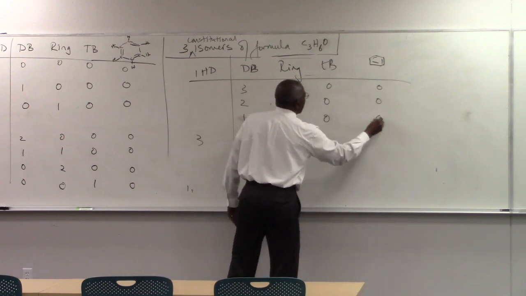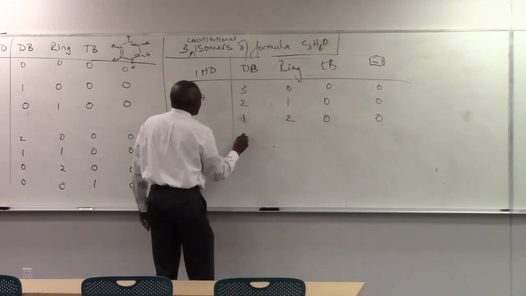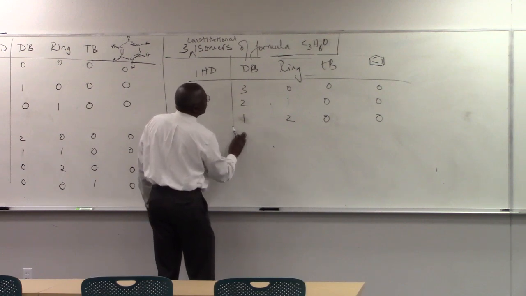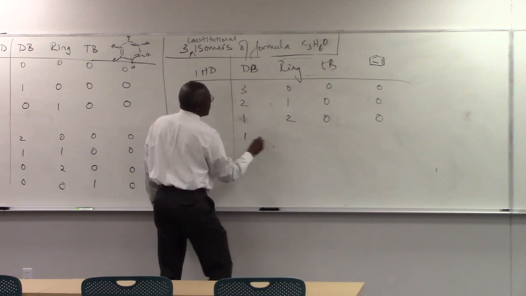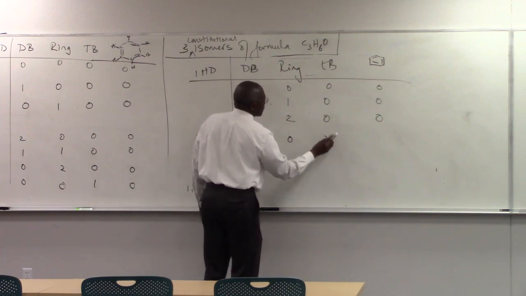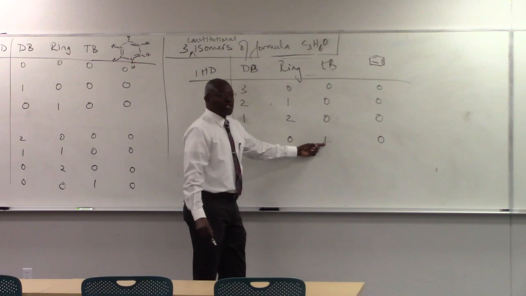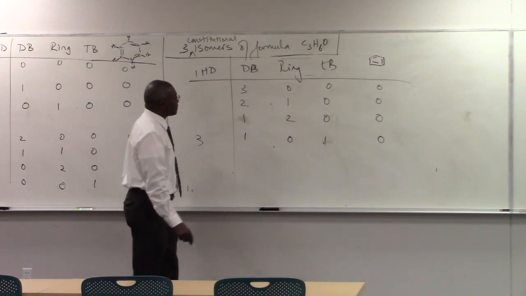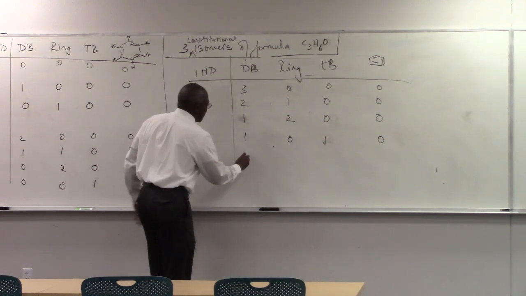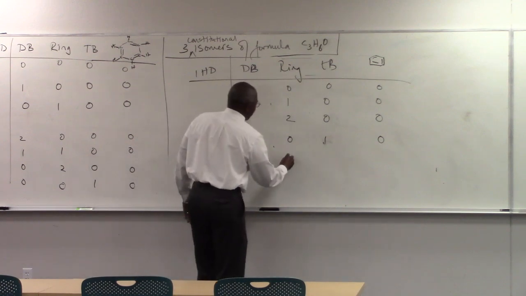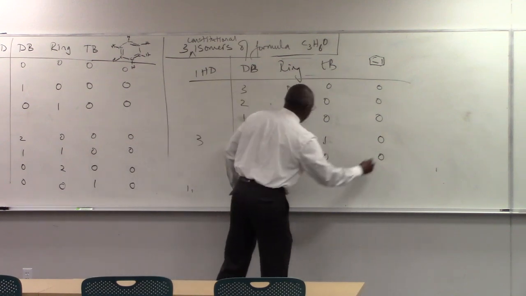2, none, none. Or I could have 1, none, 2. Sorry, 1, 0. Because that corresponds to 2 HDIs, and this would be 1, so that's 3. Right? And I'll go to 0. So 0, and I could have 3, 0, 0, and so on.